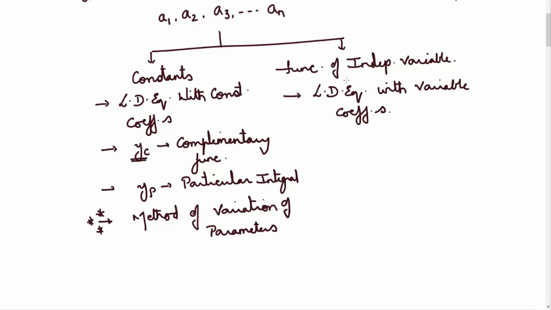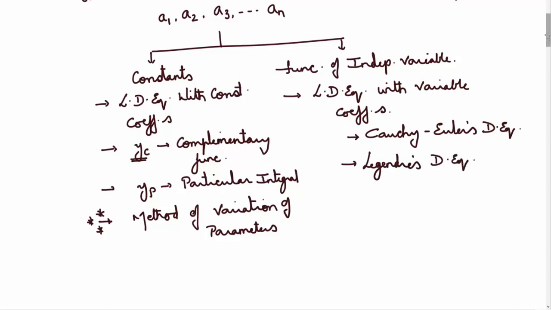If a1, a2, a3 and so on to an are functions of the independent variable, as we said, we call it a linear differential equation with variable coefficients. And in this we are going to learn about Cauchy-Euler's differential equations and one more topic called Legendre's differential equation.